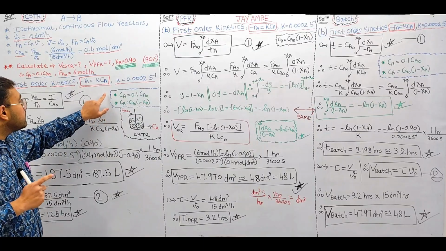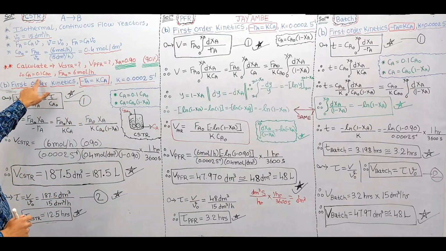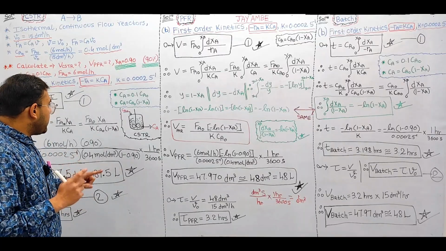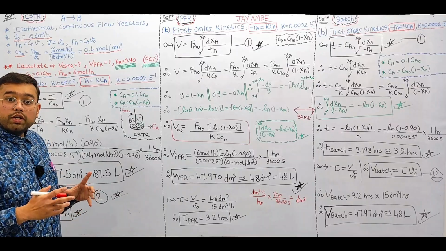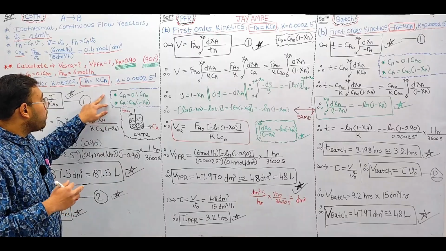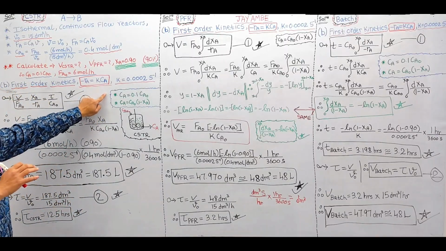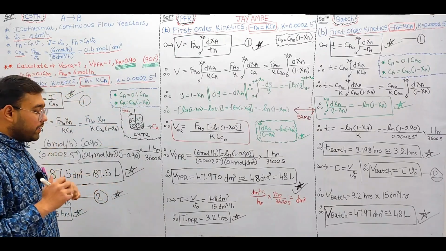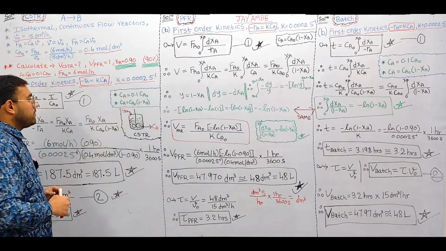The first form of CA is equal to 0.1 CA naught, which is given in the question, right? And we have another form of CA, which is CA equal to CA naught into 1 minus XA, right? So we need to understand both the terms independently. Let's say the first form, CA is equal to 0.1 CA naught. Here we need to understand the individual terms.